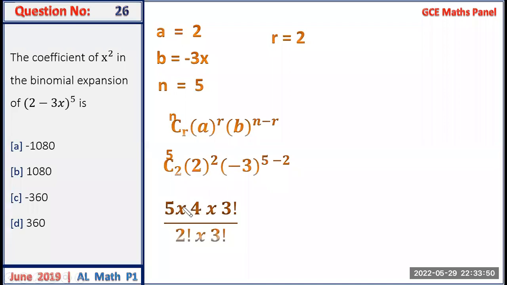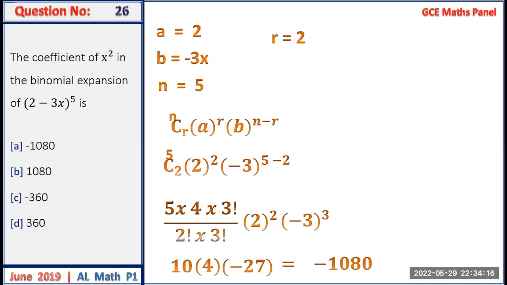So this gives us 5 times 4 times 3 over 2 times 3 factorial. This is combination, given as n factorial over n minus 2 factorial times 2 factorial. So this one continues, so we can cancel out. Now times 2 to the power 2 times minus 3 to the power 3. And this gives us 10 times 4 times minus 27, which is equal to minus 1080.